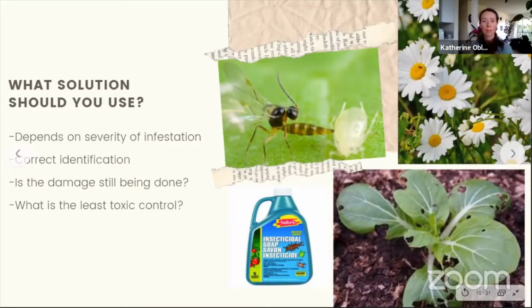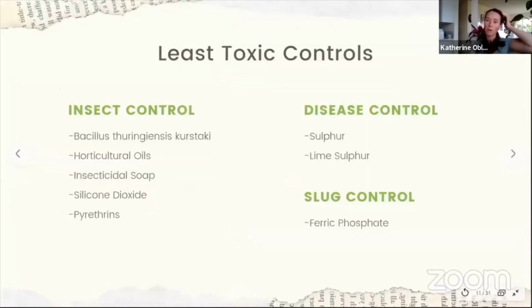helpful. In the next slide, I'll just give a brief overview of commercial products that are available for control. Bacillus thuringiensis is a bacteria that crystallizes inside of caterpillars and kills them. It's very effective, but it only works on caterpillars. So you need to be able to correctly identify caterpillars in order to use that.